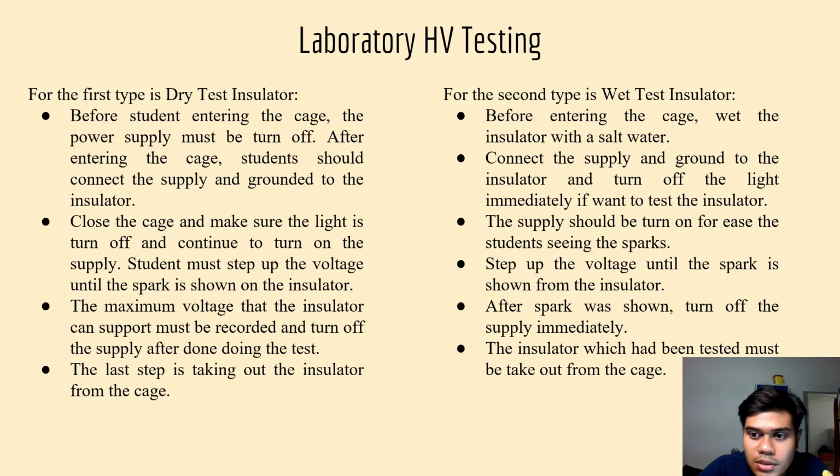Firstly, before entering the cage, wet the insulator with salt water. After that, connect the supply and ground to the insulator and turn off the light immediately if want to test the insulator. Next, the supply should be turned on for ease the students seeing the sparks. Step up the voltage until the spark is shown from the insulator. So after that, after spark was shown, turn off the supply immediately. The last step is the insulator which had been tested must be taken out from the cage.